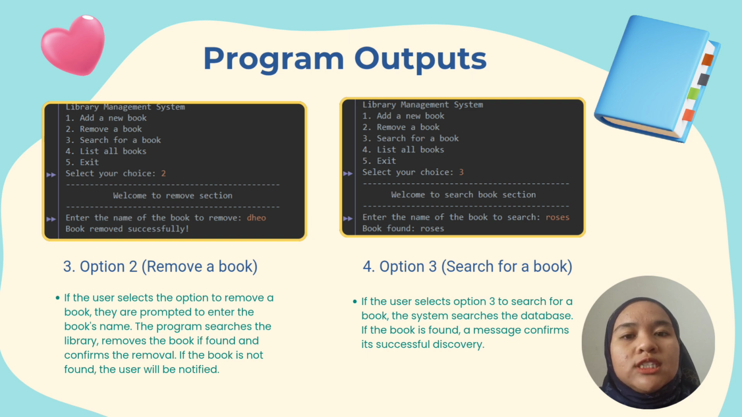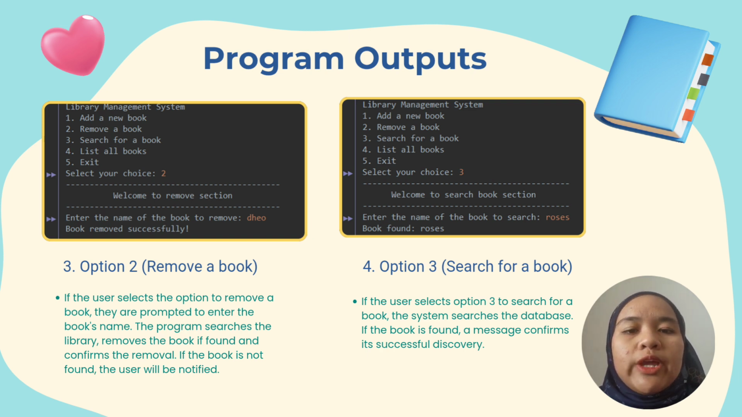Furthermore, when the user selects option 2, which is remove a book, they are asked to provide the name of the book that they want to remove. The program will search the library for that specific book. If found, the book will be removed and the system will confirm its successful removal. If the book is not found, the user is informed that the book could not be located.